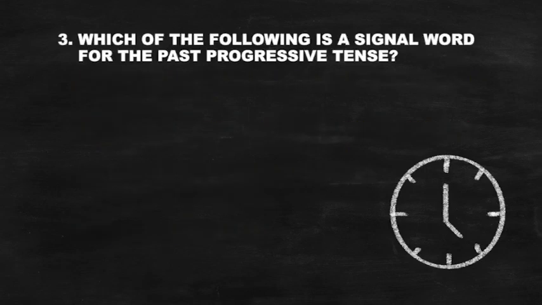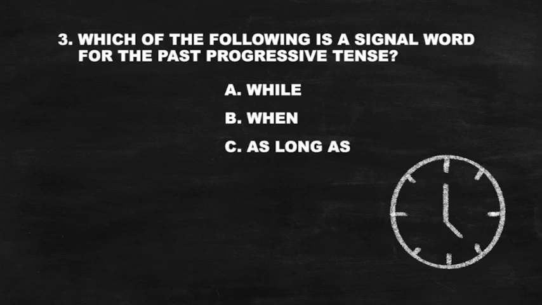Question 3. Which of the following is a signal word for the past progressive tense? A. While. B. When. C. As long as. D. All of the above. The correct answer is D. When, while, and as long as are signals that the past progressive tense is being used.